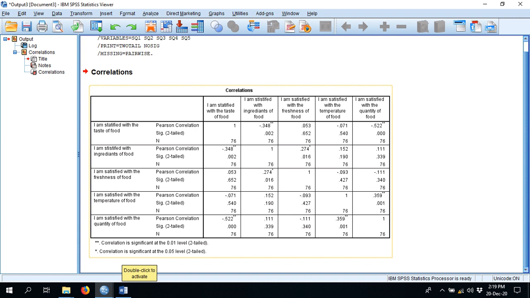Then again positive association between temperature of food and quantity of food. It means values carrying direct signs are significant. So their negative or positive sign will tell us whether there is a positive association between the two variables, or a negative association between the two variables. So we learn to interpret this Pearson Correlation Coefficient.